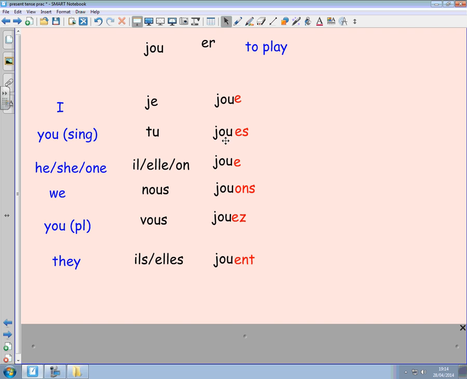Tu joues, you play, or you are playing. Nous jouons, we play, or we are playing. Now, obviously, not all verbs follow this pattern. Many of them will follow a similar one, but not this exact pattern. So I'm going to have a look at a few irregular verbs.